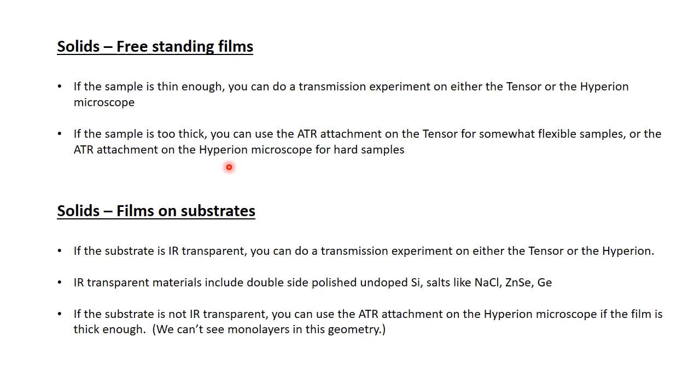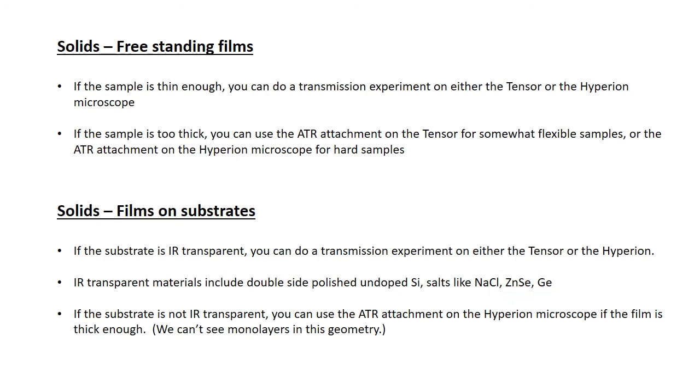And if you have thin films on substrates, we need to think about that substrate a little bit. If the substrate is infrared transparent, you can do a transmission experiment, either on the Tensor or the Hyperion. Some infrared transparent materials include the double-side polished undoped silicon that we talked about before, and salts like sodium chloride, and also zinc selenide and germanium.